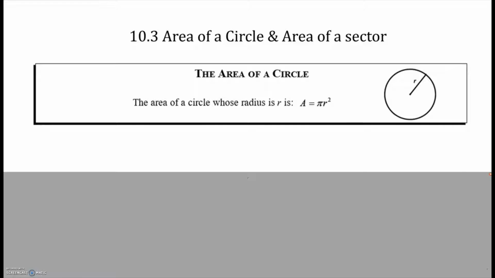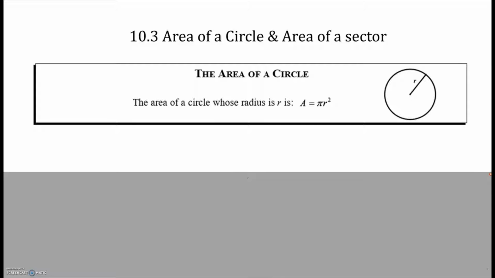Video lesson 10.3, area of a circle and area of a sector. So when we're dealing with areas, a lot of times we're dealing with circles or parts of a circle. We've discussed the circle formula in the past, so I have that here: area equals pi r squared.